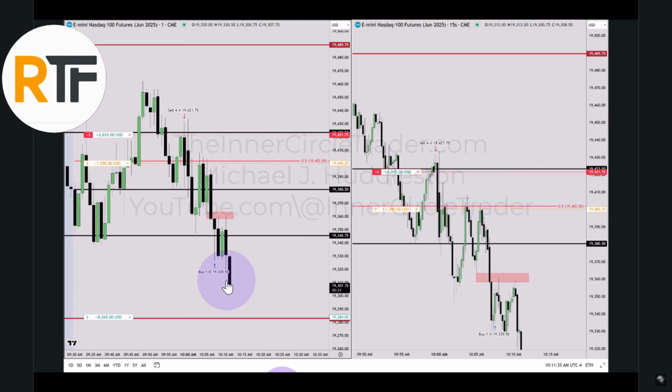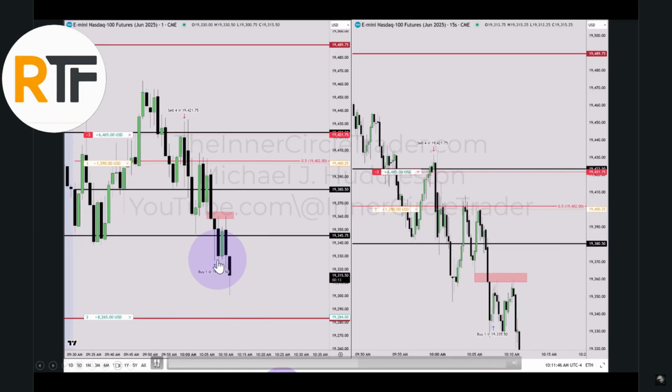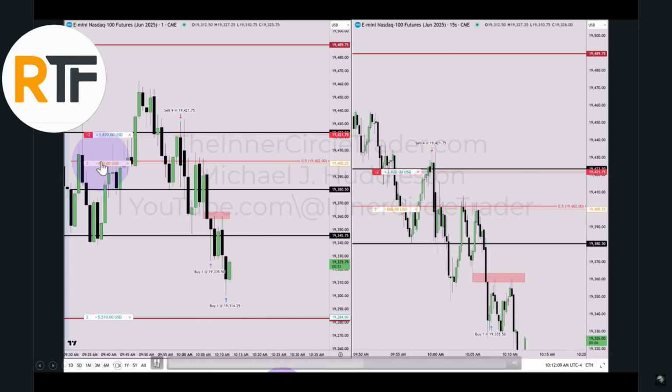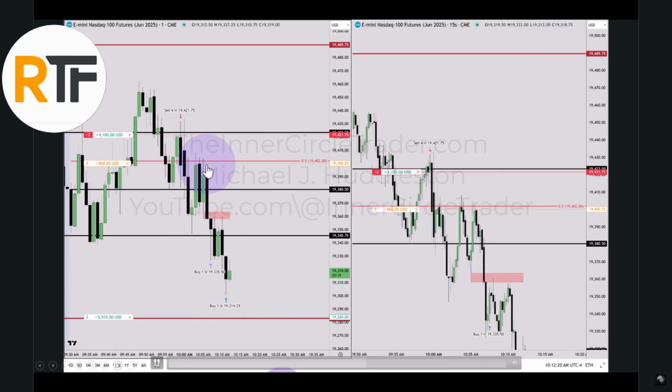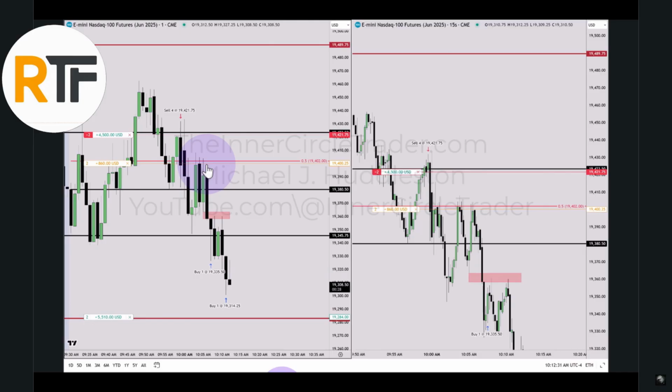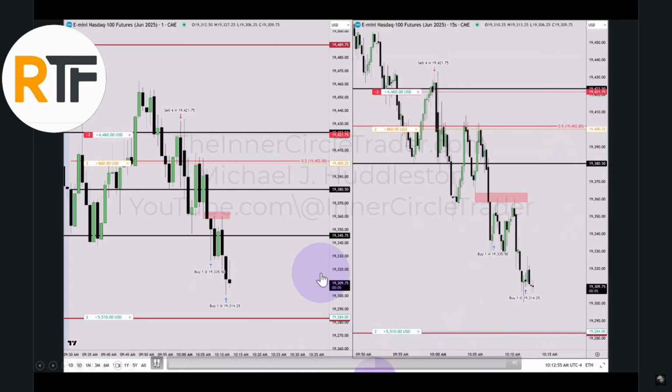And I'll be interested to take a partial off again as price is breaking below the lows here. So there's me taking another partial. So I have 2 contracts left. The stop's been lowered below the consequent encroachment. And as we get lower, if we take out this low in here, I'll take another partial. So that's what I was talking about.